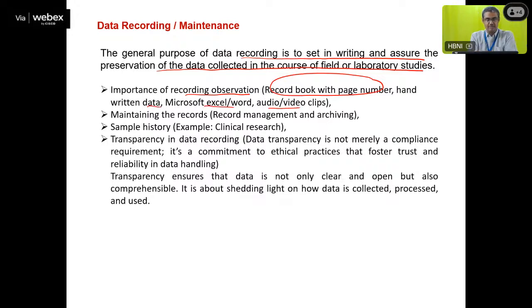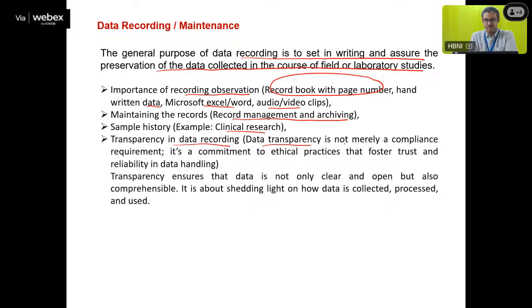So, the importance of recording observations. Maintaining the records, record management and archiving. It is very important, record management and archiving. And if you do it from day one, it will be useful to you at the end. Collecting sample history, okay? Transparency in data recording.